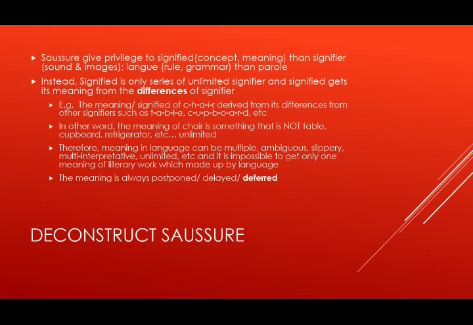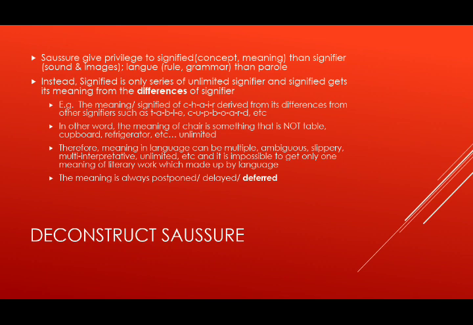Okay, why is it like that? Why does deconstruction view that the signified gets the meaning from the signifier? Here, for example, the meaning or the signified of chair, or the concept of chair, derives from its difference from other signifiers such as table, cupboard, refrigerator, etc. In other words, the meaning of chair is something that is not table, that is not cupboard, that is not refrigerator, that is not etc., and it's unlimited. Therefore, meaning in language can be multiple, ambiguous, slippery, multi-interpretative, unlimited.